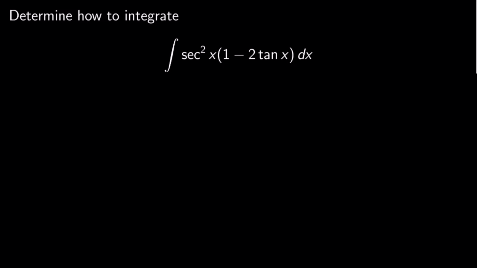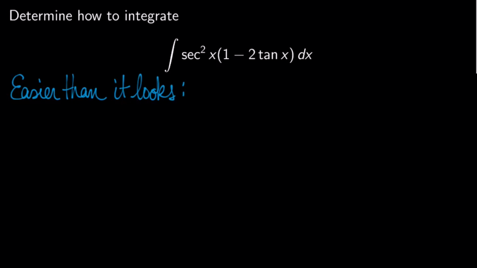I guess I don't even know what to say about this. This is easier than it looks to me because secant squared x is the derivative of tan x. So I can kind of tell that this is going to be a substitution type integral. And so what's actually going to happen here is you're going to substitute u equals tan x.